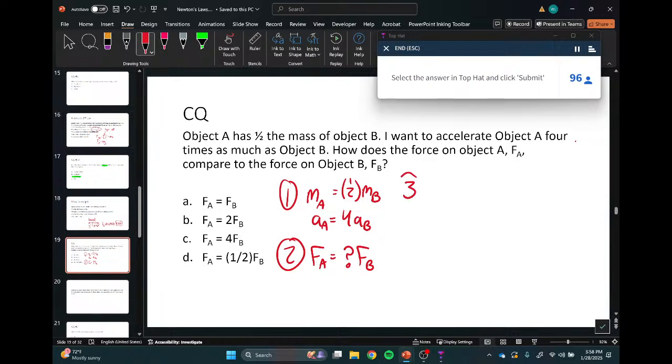So to do this, we need to find the relationship between force and the variables that changed. What is the relationship between force, mass, and acceleration? F equals ma. And so this expression shows us that if my mass goes up, it's going to make my force go up. If my acceleration goes up, it's going to make my force go up.